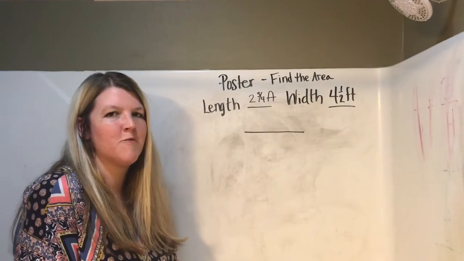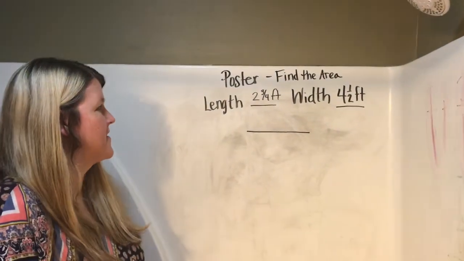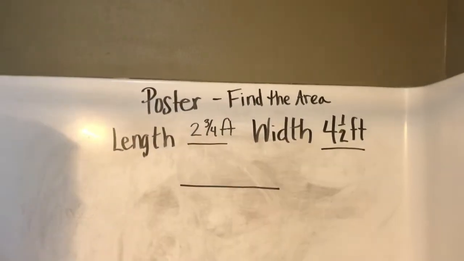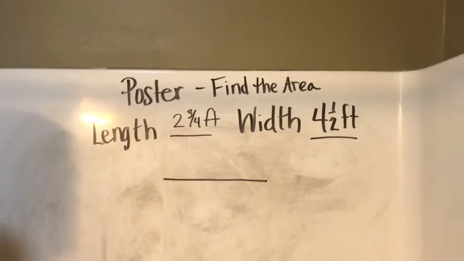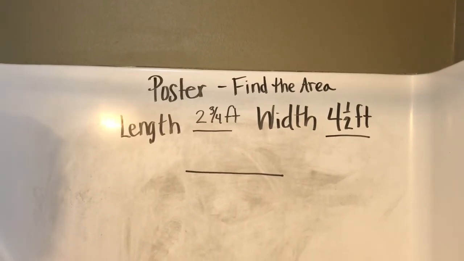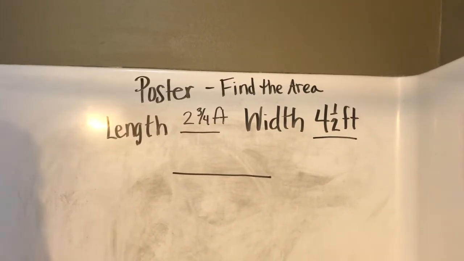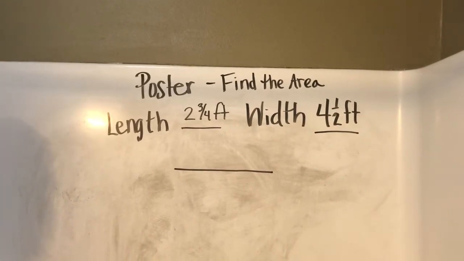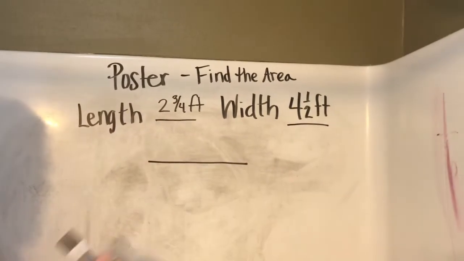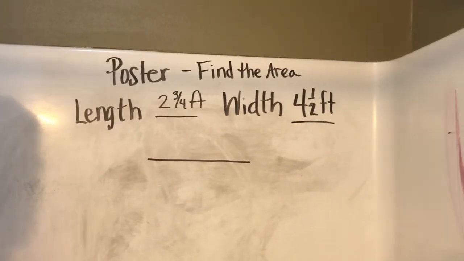For the next problem, we're going to find the area of a poster. So I have a length of 2 3/4 feet and a width of 4.5 feet. And we know that when we're finding the area, we multiply. So because we're multiplying with fractions, there's a couple of different ways that you can do this. But we know that when we're multiplying with fractions, we don't just want to multiply the whole numbers and then multiply the fractions and just put our answer together.